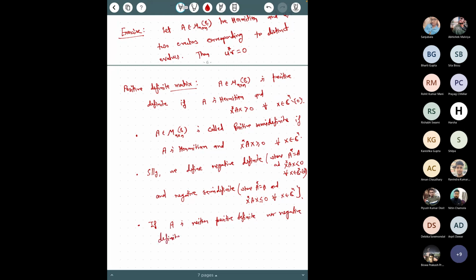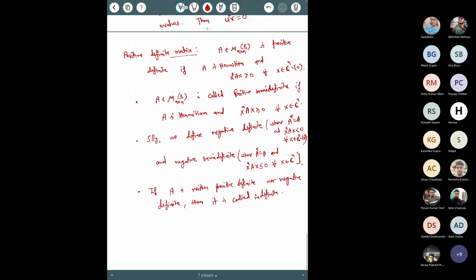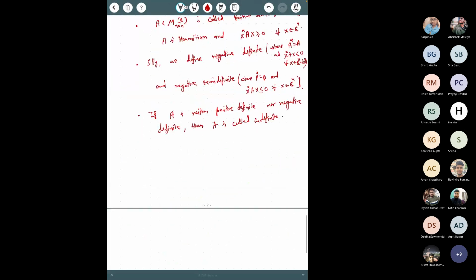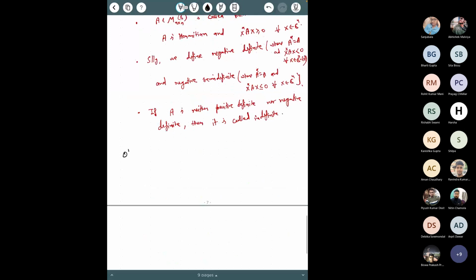Right. Now clearly you can see this as an observation. By definition, A is positive definite implies A is positive semi-definite. If A is positive definite, then A is also positive semi-definite by definition. But the converse is not true. That means A is positive semi-definite does not mean that A is also positive definite. Why is this? Because you can take this example.